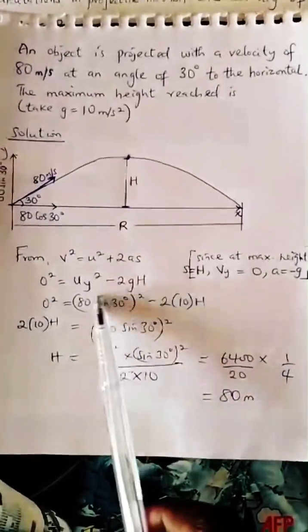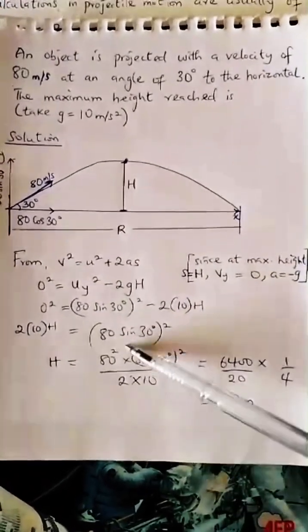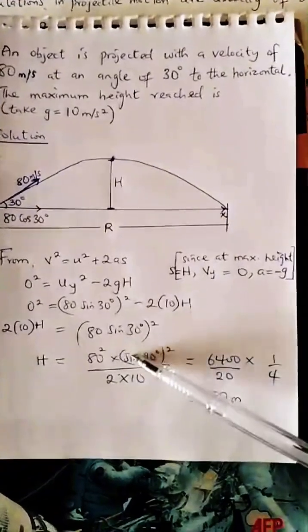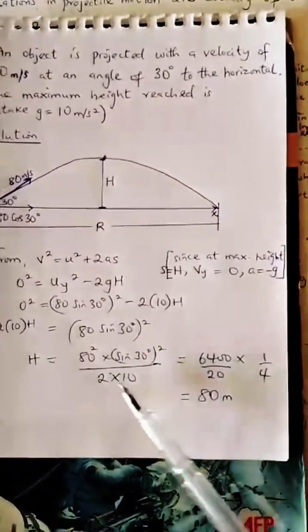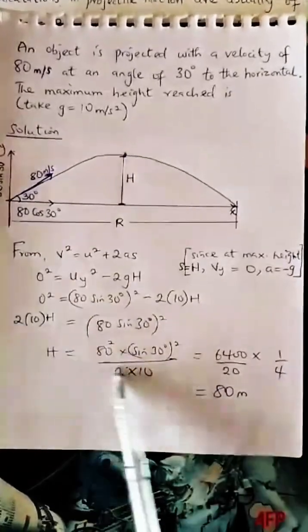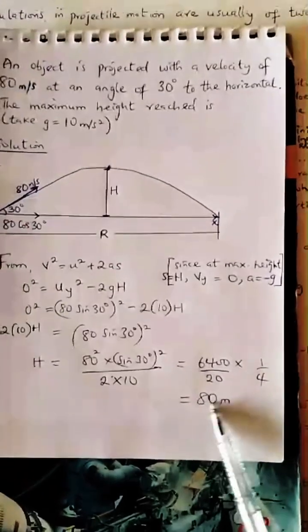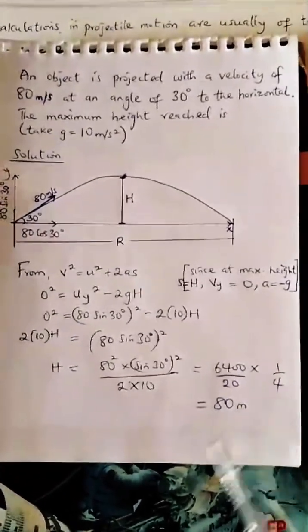If you square all of this, 80 squared becomes 6400. You square sine 30, sine 30 is half, so half times half is 1 over 4. We're dividing both sides by 2 times 10 so that h stands alone. So the maximum height is, putting that into the calculator, I get 80 meters. So our maximum height is 80 meters.